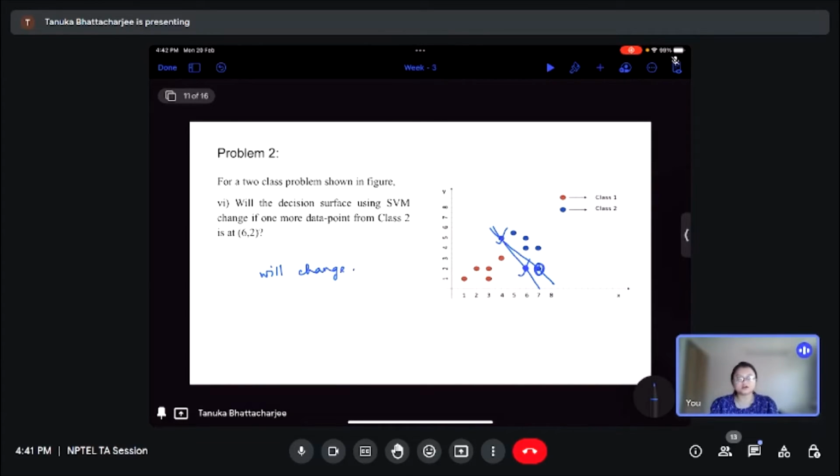I'll take a 2 minute gap. If anyone has any doubt, you can put it up. Then I'll continue.